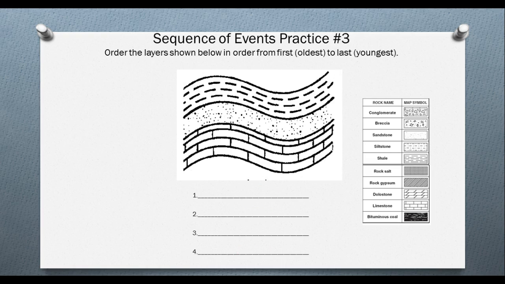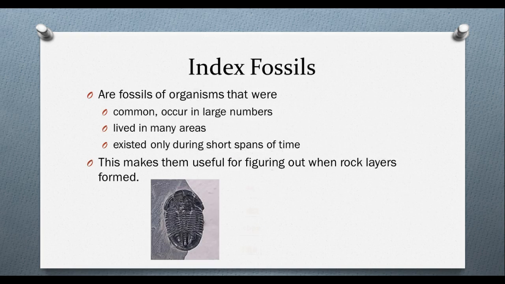One more practice problem. Okay, here we go. We've got our first layer that is being deposited is going to be the limestone again, then the sandstone, layer 2. Layer 3 is the shale. And then all of them are folded and bent, got tilted, so that's going to be our last or youngest event. Because it affects all 3 layers, that means it's younger than all 3 layers.